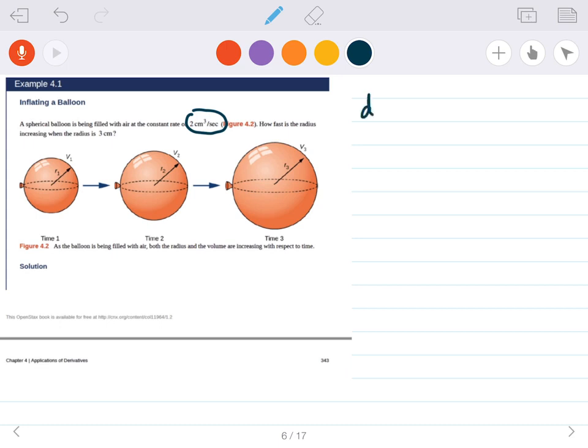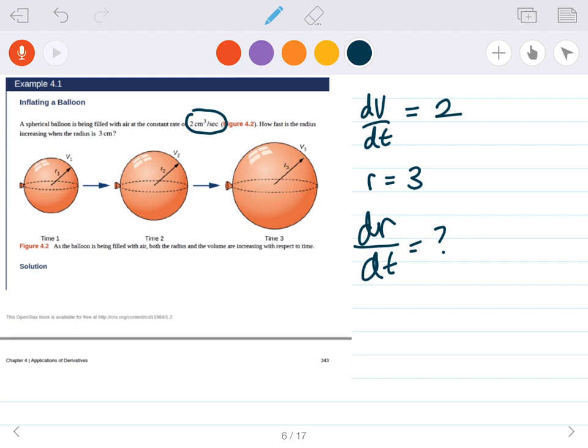So what do they give us? They give us dv dt, right? Volume over time. And that is, I'm just going to put 2. I'm going to be lazy from here on out, okay, with the units. Now it says, how fast is the radius increasing when the radius is 3 centimeters? Well, they tell us the radius is 3 centimeters, and we want to know the rate at which the radius r is increasing with respect to time. That's what we want to know.